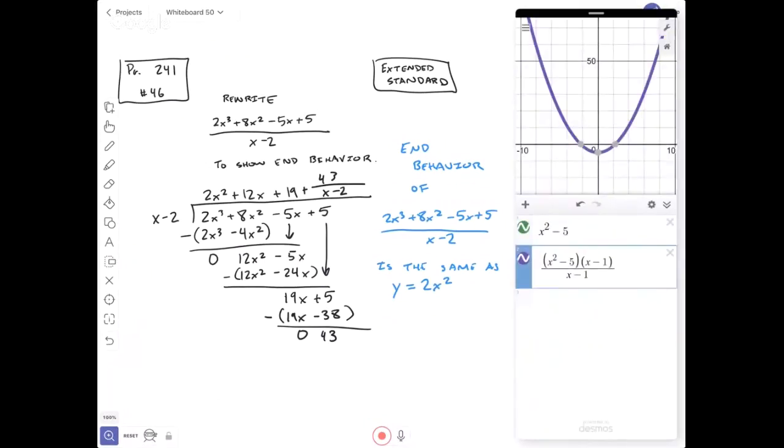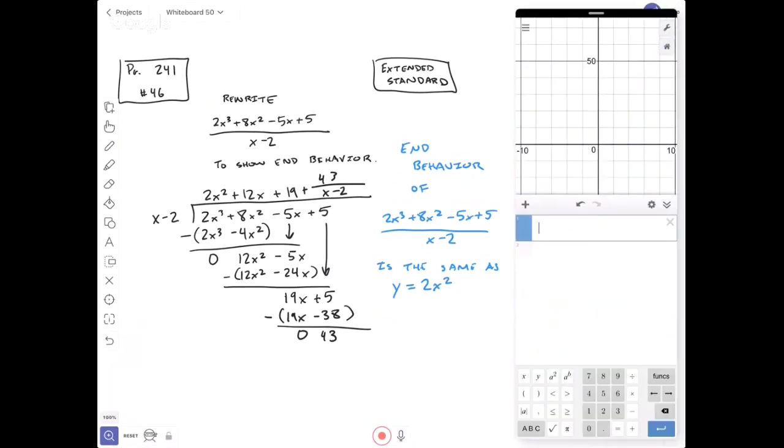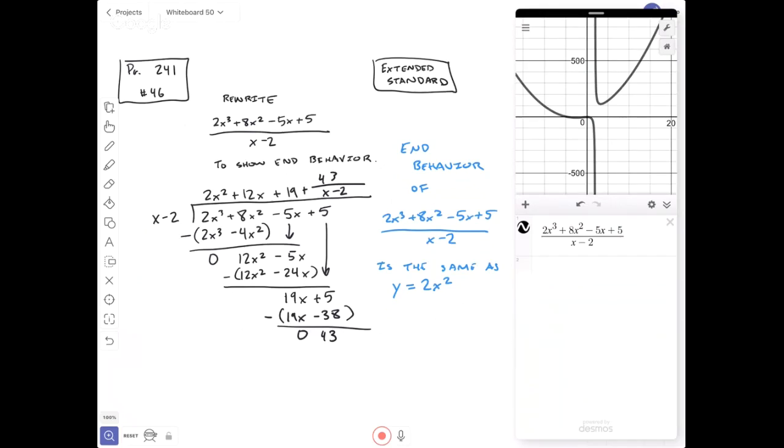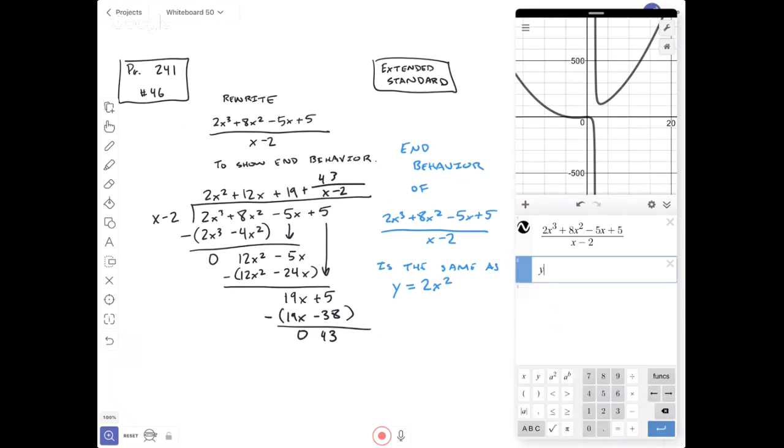And we could see what I mean by that by pulling in Desmos and saying, let's check out the graph of 2x cubed plus 8x squared minus 5x plus 5 over x minus 2. So there's a pretty crazy looking rational function. But all in all, let's check my division. Another way of writing that same function, I'm rewriting it in another form, which helps me clarify the end behavior, is 2x squared plus 12x.